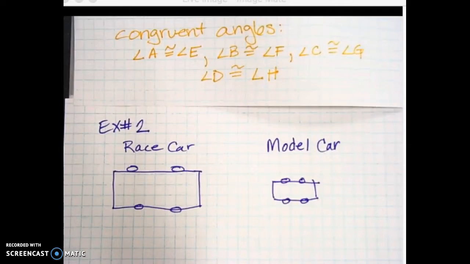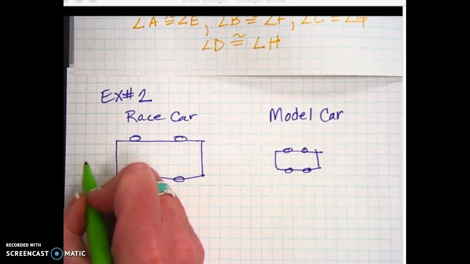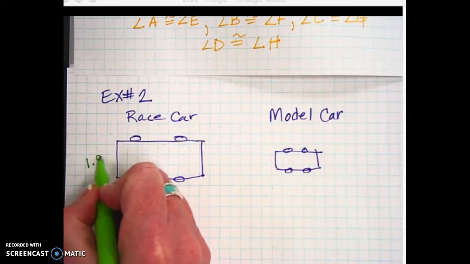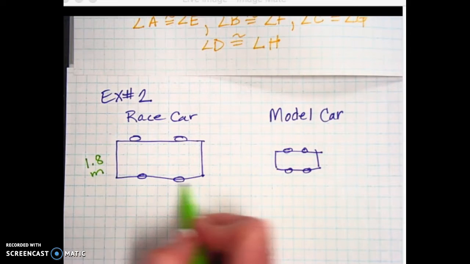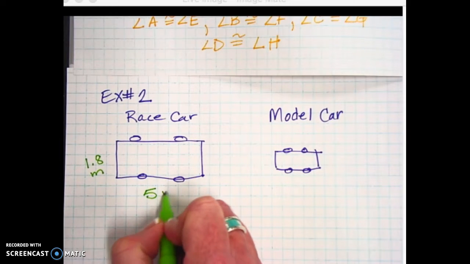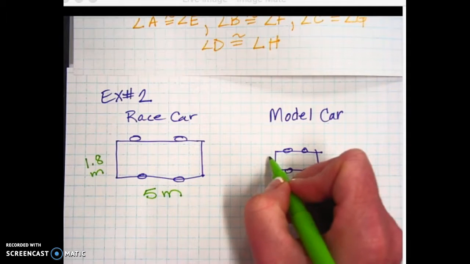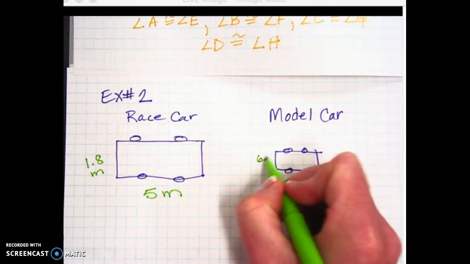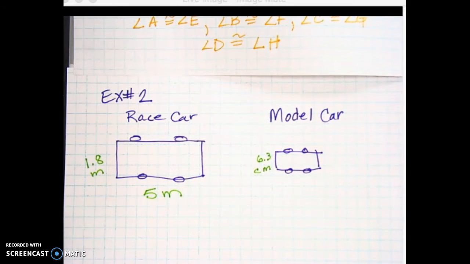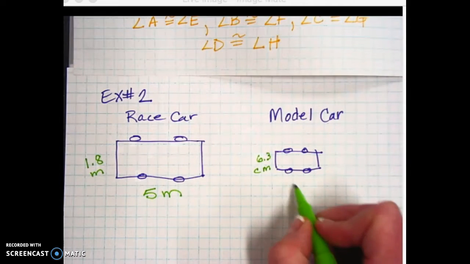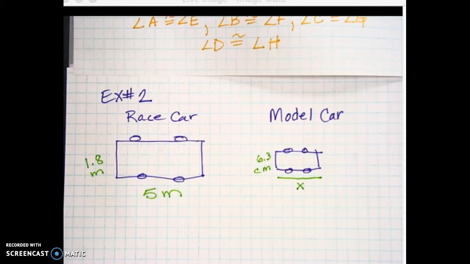Okay? So on the left, the race car is going to have a measure of 1.8 meters across the front and 5 meters down the side. The model car is going to be 6.3 centimeters across the front, and down the side we need to find it out, so we're going to call it X.